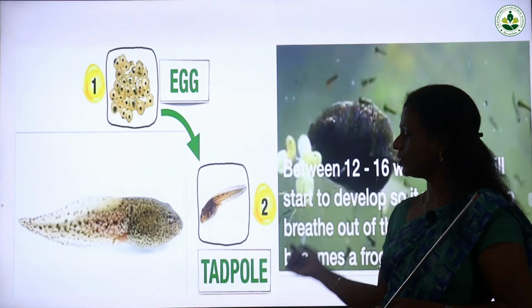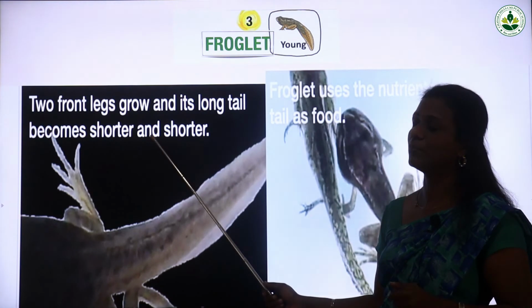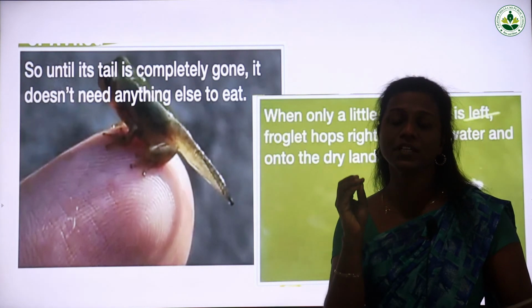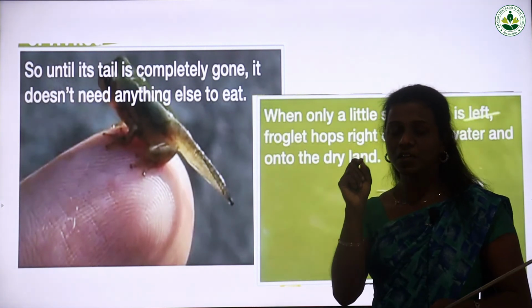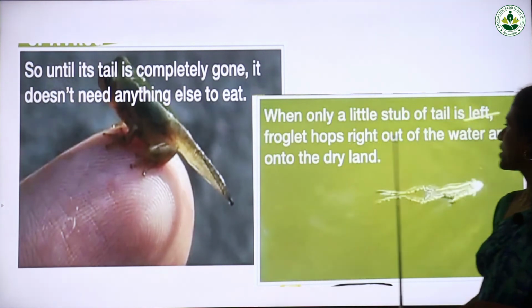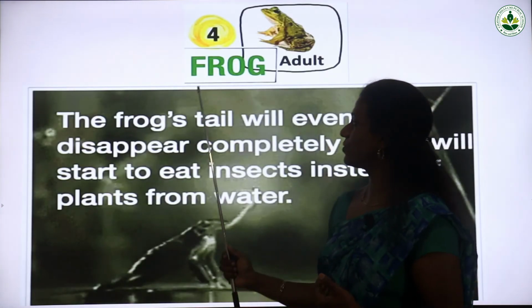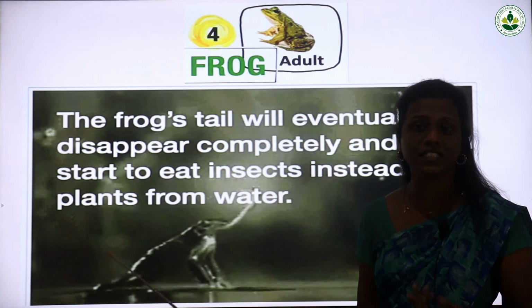Then the egg will change into a tadpole, and the two front legs will grow, and the long tail becomes shorter and shorter, and it will consume the nutrients present in the tail. Then there is only a little bit of tail present at that time. The froglet will hop right out of the water and onto the dry land, and the final stage is frog. The frog's tail is completely gone, and it starts to eat insects.